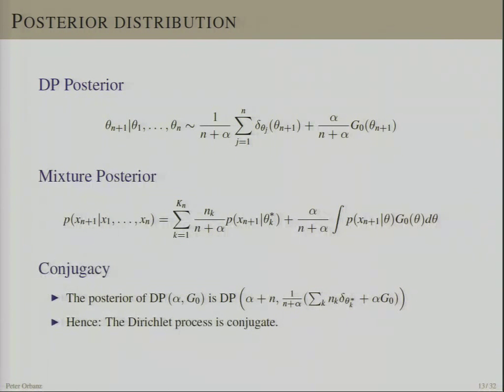Good. So just keep in mind the Dirichlet process is conjugate. And keep in mind that there are two forms of conjugacy here. One is the Dirichlet process and its posterior being conjugate. And the other is that we want to use a conjugate parametric model in here to be able to solve this integral.